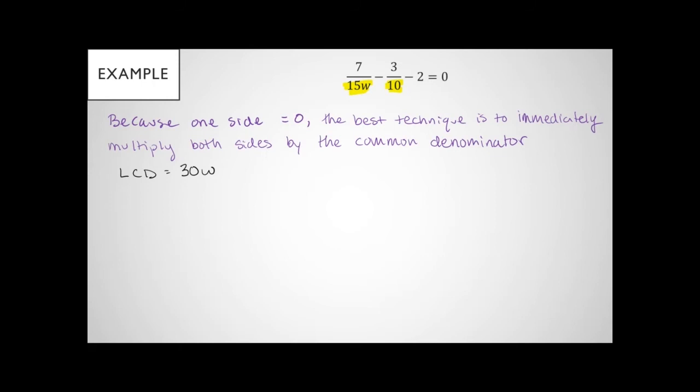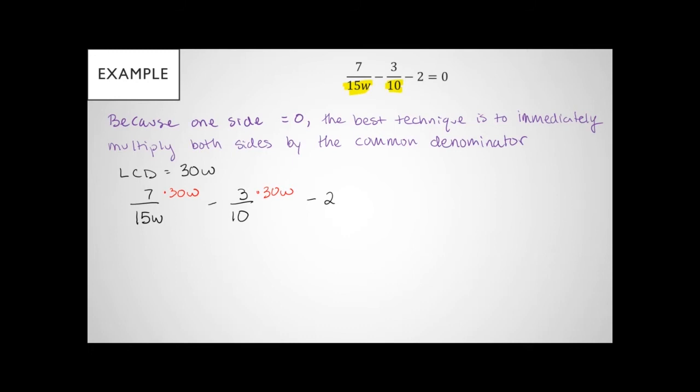So basically you multiply everything by that denominator. And I'm going to try to color code here. So I have 7 over 15w. And then you're going to multiply everything. When you do this method, you only multiply the tops. We're not going to actually build a common denominator. We're just going to multiply the tops by the common denominator. We can do this because we're multiplying by the same thing on both sides. That's why we're allowed to do this.